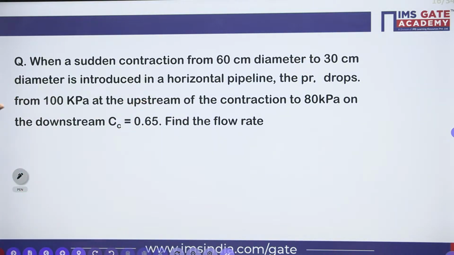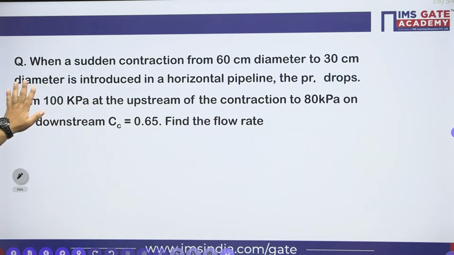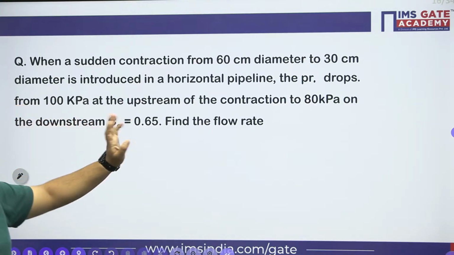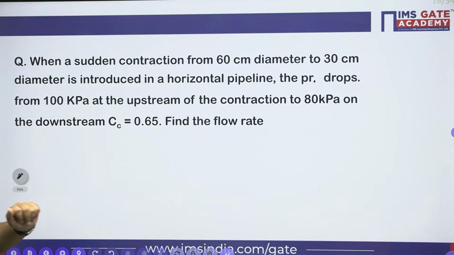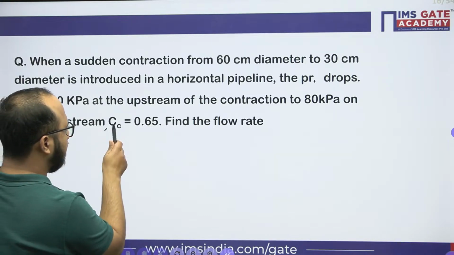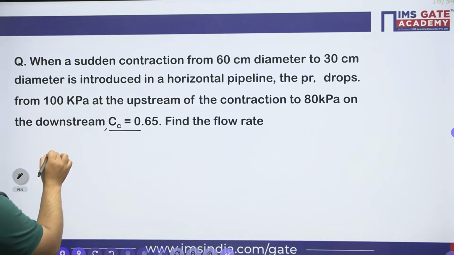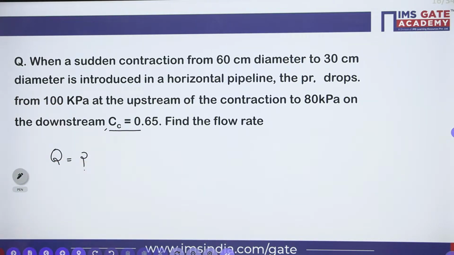Read the question. When a sudden contraction from 60 centimeter diameter to 30 centimeter is introduced in a horizontal pipeline, the pressure drops from 100 kilopascal at the upstream of the contraction to 80 kilopascal on the downstream. Cc, the coefficient of contraction, they have given, right? Find the flow rate, so they are actually asking for discharge. Just try and tell me what will be the answer, everyone.